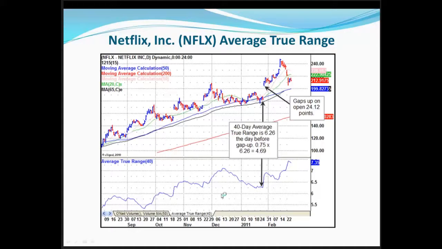Now here we can see the quantified aspect of a Buyable Gap up, the fact that it has to move up 0.75 times the 40-day average true range. So we generated this chart on eSignal. You can see the day before the gap up, the average true range was 6.26 points, and the gap up move the next day was 24.12 points. So that's pretty easy to see, that's well above the required point move that you're looking to see in the stock.